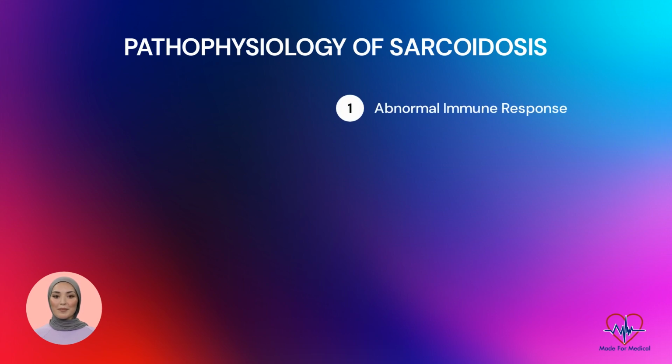Abnormal immune response. Sarcoidosis is believed to arise from an exaggerated immune response to certain triggers, such as infectious agents or environmental factors. It is thought that an initial exposure to these triggers in genetically susceptible individuals leads to an immune system activation. Granuloma formation. In sarcoidosis, activated immune cells, primarily macrophages, accumulate and cluster together to form granulomas. Granulomas are small, compact nodules consisting of immune cells, including lymphocytes, macrophages, and multinucleated giant cells.